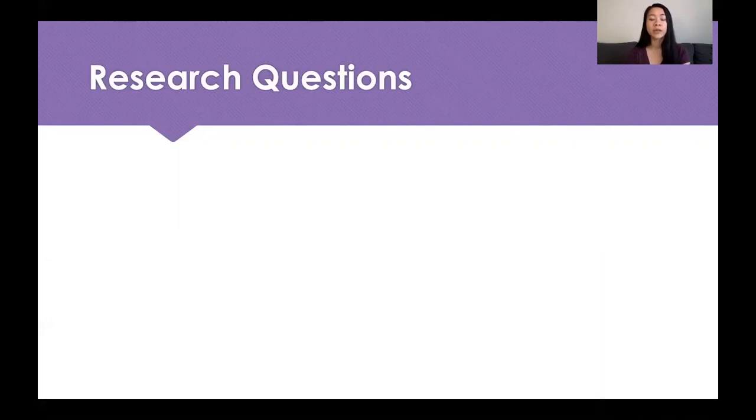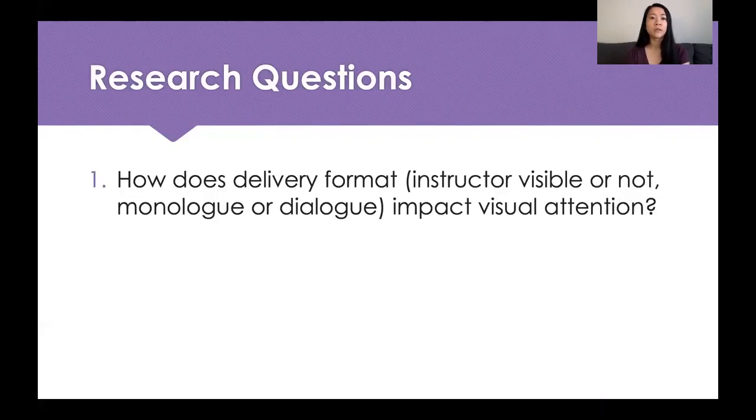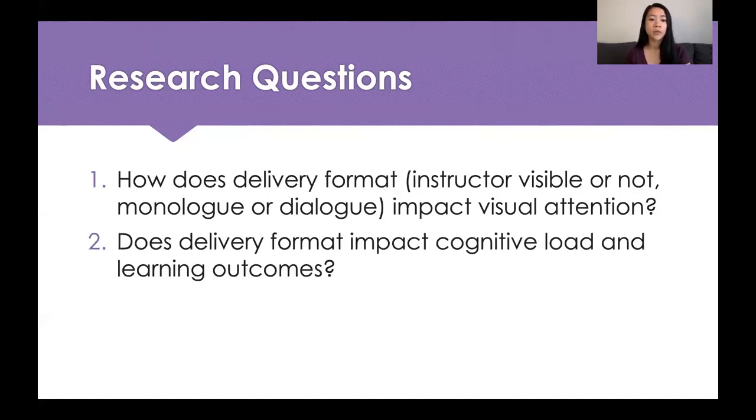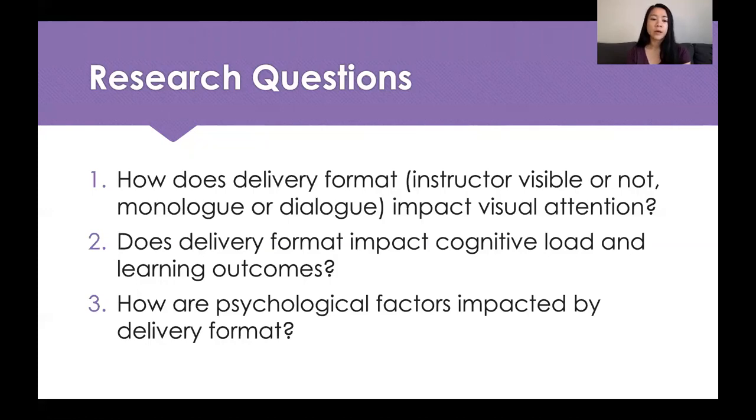So our work was guided by three broad research questions. The first being, how does delivery format, instructor visible or not, and monologue or dialogue impact visual attention? And this question focused on comparing where participants were looking while watching instructional videos. Number two, does delivery format impact cognitive load and learning outcomes? And three, how are psychological factors impacted by delivery format? And by these, I'm referring to certain characteristics specific to an individual observer's mental state and beliefs, and I will cover those in just a moment.